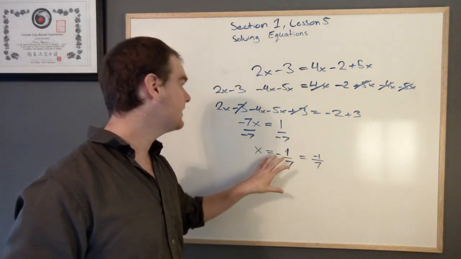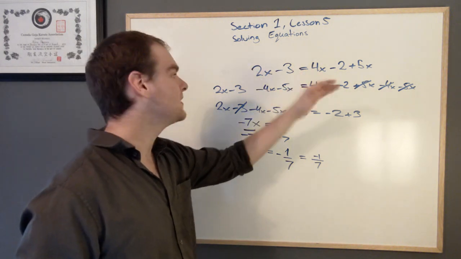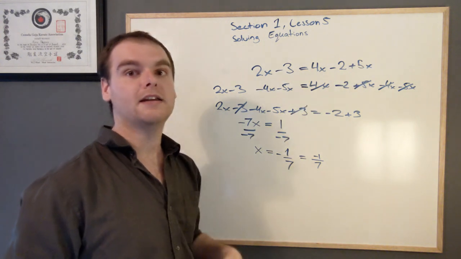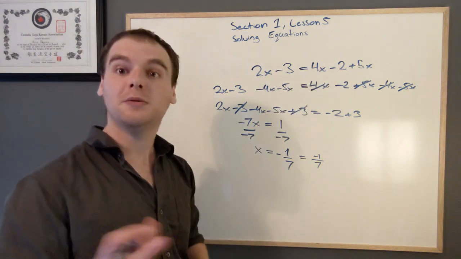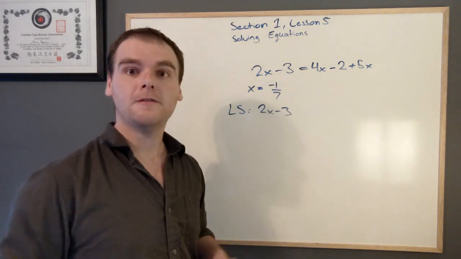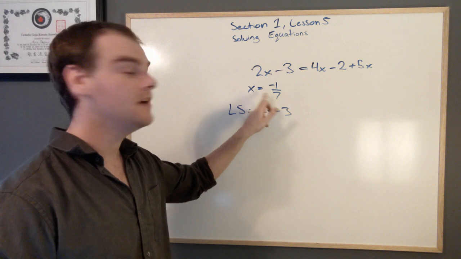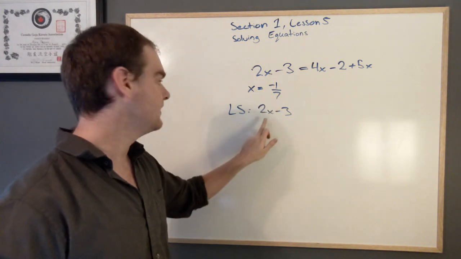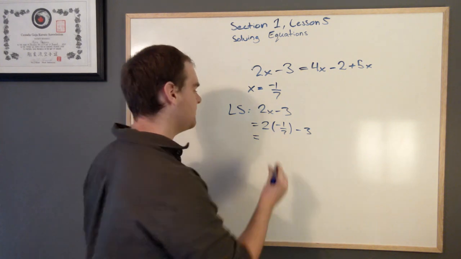Now what we can do is we can take this and we can put it up here, and we can solve the left side, we can solve the right side separately, and if this is in fact the answer, both sides should be equal. So we will do that next. So to verify the problem, we just take one side at a time, and we put this value for x into the equation. So we multiply these two numbers together.